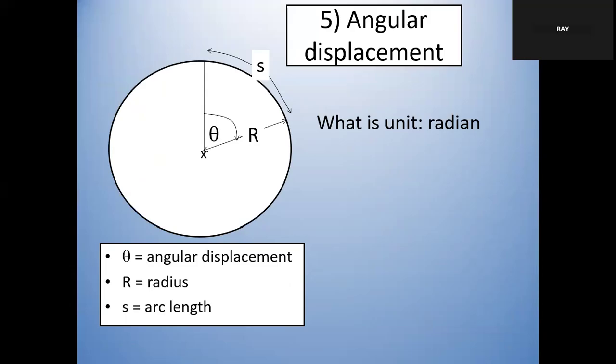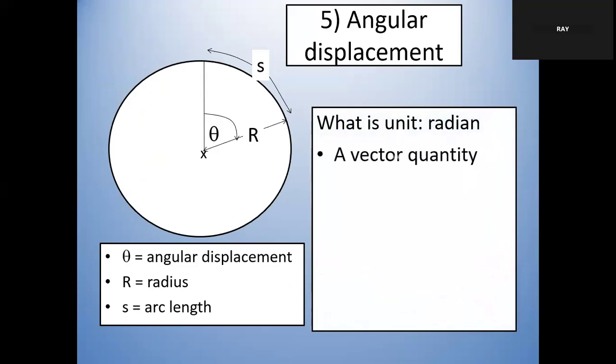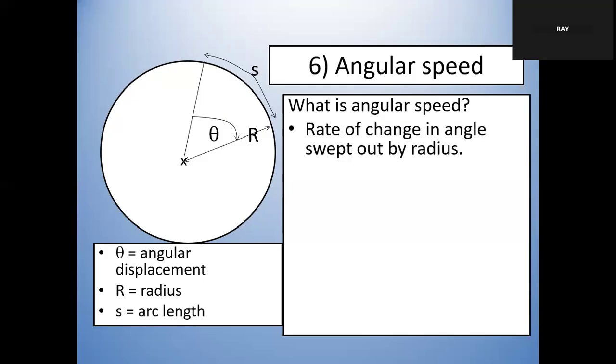The unit for angle is that theta is in radian. It's a vector quantity. And the next term we introduce is angular speed or angular velocity. When we say angular speed, it's more of a scalar. We stress that it's a scalar.